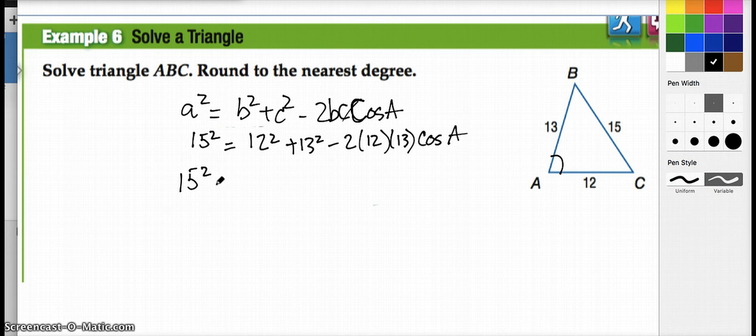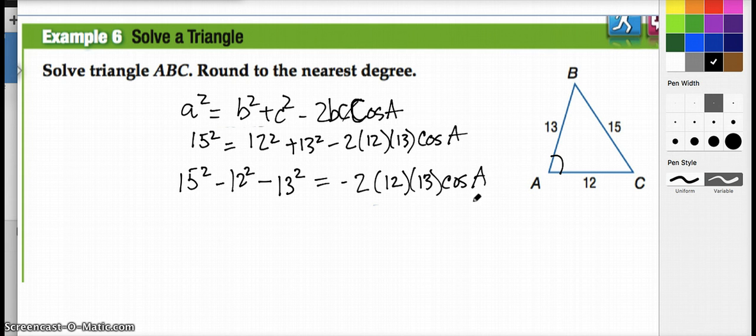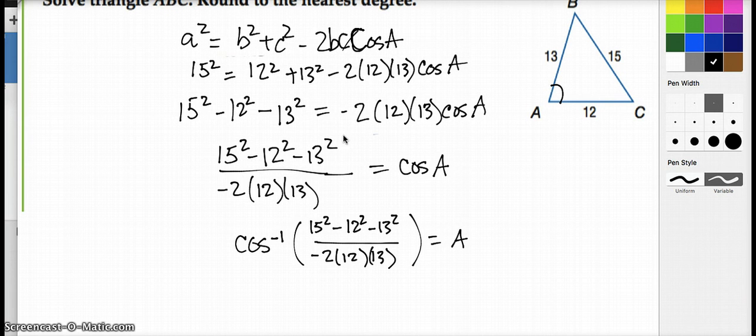Watch how we just use our algebraic abilities. So 12 squared has to be subtracted from both sides. 13 squared has to be subtracted from both sides. Then I'm left with negative 2 times all of this jazz, right? And then the final thing I need to do, because I want to isolate the cosine of A, is divide by all of this stuff here. Look at what I did. I moved everything over to one side, then I divided by this stuff, so I've isolated cosine of A.